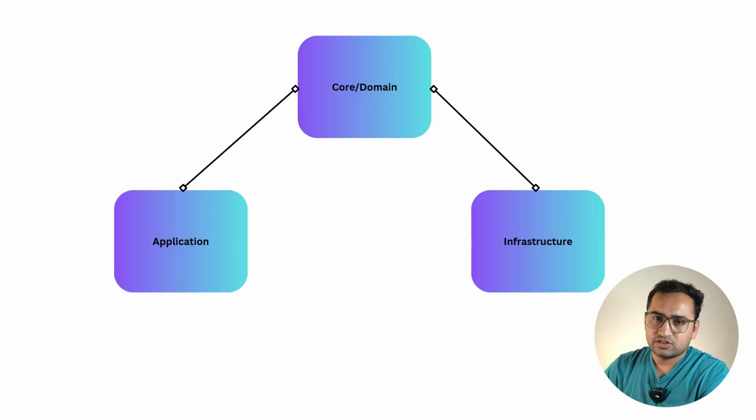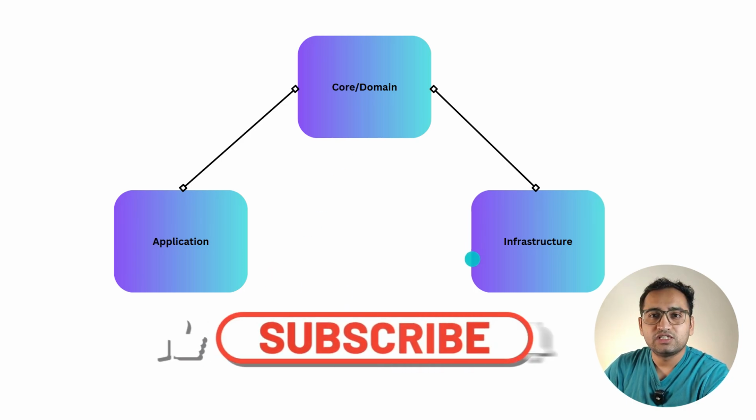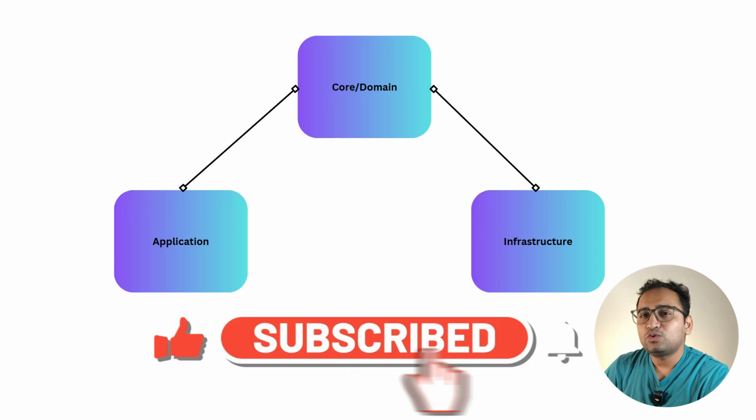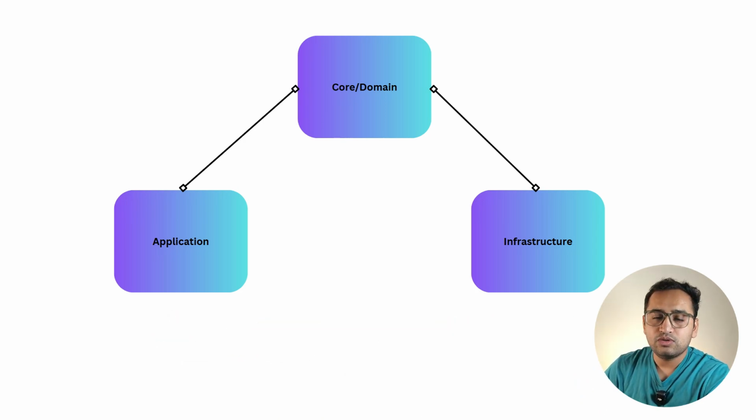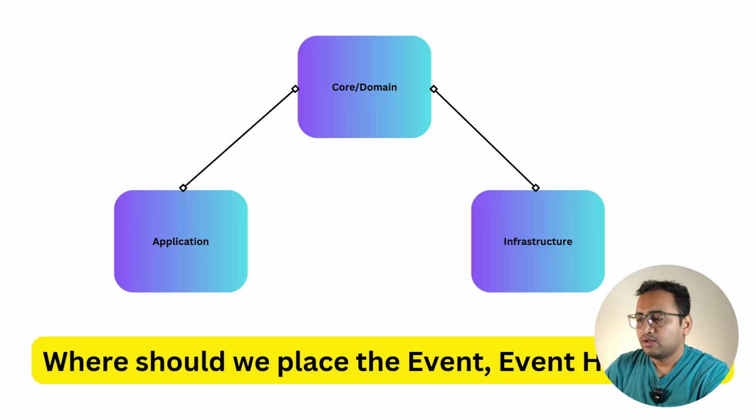Here we are using the clean architecture, and in the clean architecture we are using three very important layers. One is this application, second one is this core or domain, and the third one is this infrastructure. Now we may have one question in mind, where should we create these events and the event handlers in all these three layers? So it depends on two types of situations. One is whether the event that you are trying to work on is application specific or domain specific. Let's understand what is the difference between both of them.